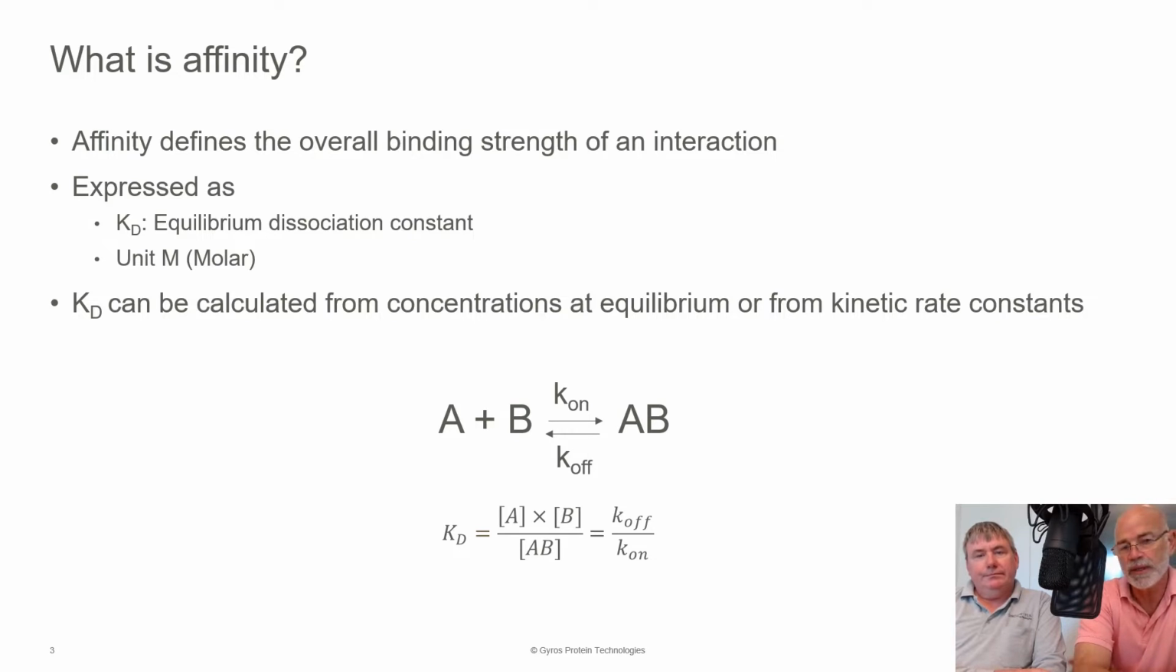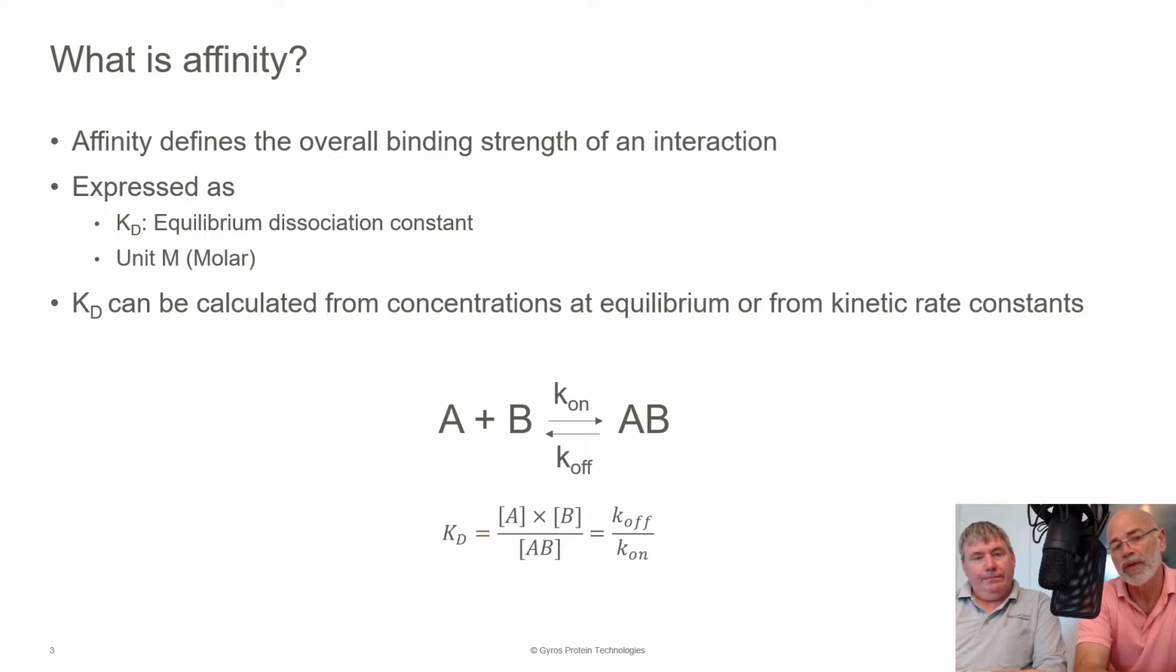So here, this is a slide from the earlier presentation that we did, which just gives you a basic overview of what affinity is. Again, in a very simplistic way, it defines the overall binding strength of an interaction between two interactants. So in this case, we have A and B, and this is described by the on rate versus the off rate, and KD is really the ratio of the off rate to the on rate. And so that's kind of what we're dealing with here.